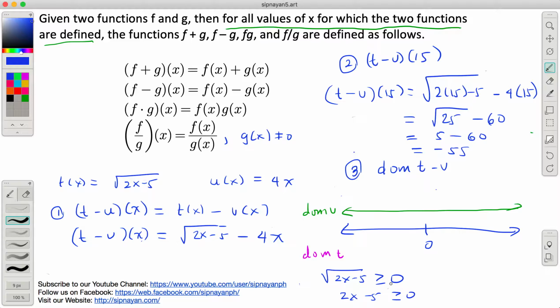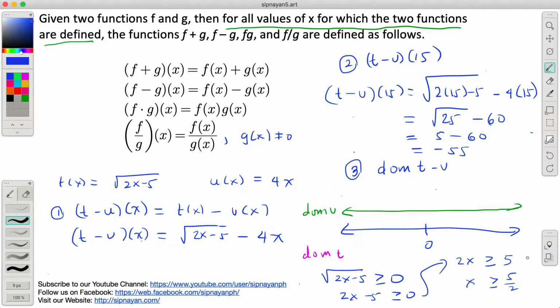So, pag 0 squared kasi, magiging 0 rin siya. So, hindi naman magbabago yung value natin dito. And then, if we add 5 to both sides, mawawala yung minus 5 dito, magiging 2x na lang, greater than or equal to 5. And if we divide both sides by 2, we have x is greater than or equal to 5 over 2. So, ito yung domain of t.